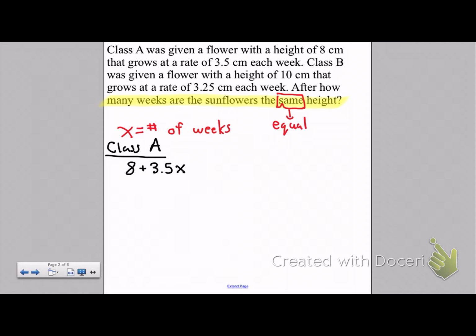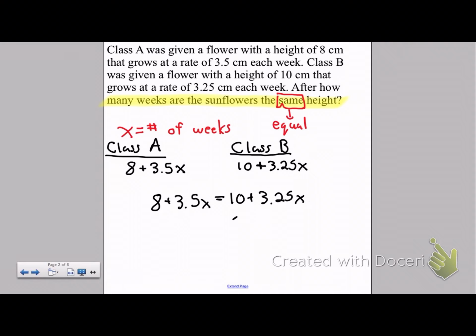Now I'm going to have to write an expression for class B. Class B sunflower starts at a height of 10 and it grows, so it's going to be another positive 3.25 each week, so 3.25 times x. Since I want to know when these two flowers are going to be the same height, I want to know when they're going to be equal. So I'm just going to take class A, 8 plus 3.5x, and set it equal to 10 plus 3.25x. Now I'm just going to solve this equation.